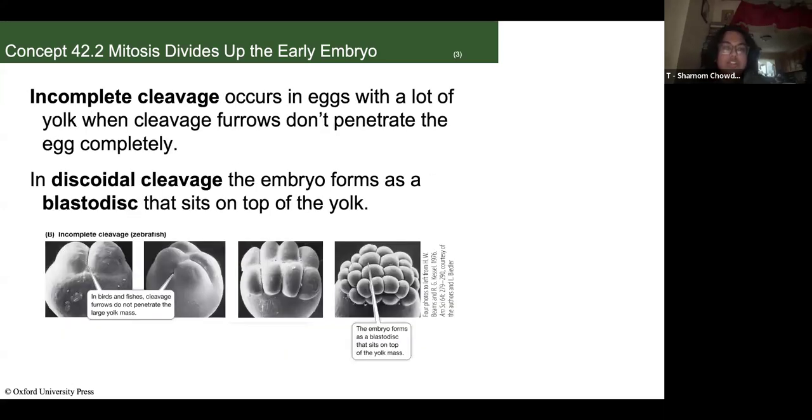Incomplete cleavage occurs in eggs where there's lots of yolk, for example birds and fishes. The cleavage furrows don't penetrate the egg completely, so you have, like you see here, an incomplete cleavage. It doesn't go through the entire cell. And lastly, there's discoidal cleavage, where the embryo forms as a blastodisc, like over here, and it sits on top of the yolk.